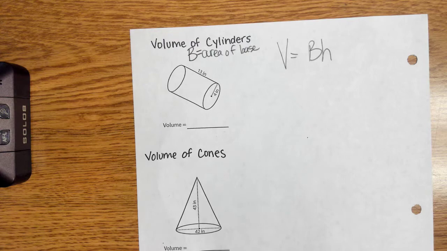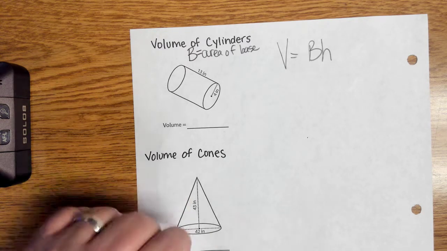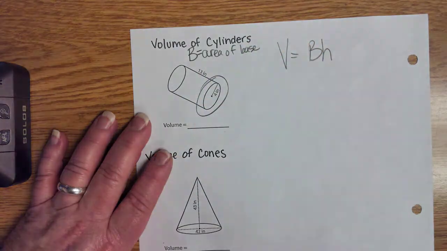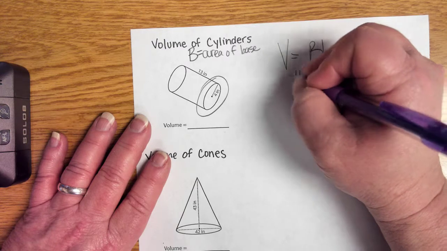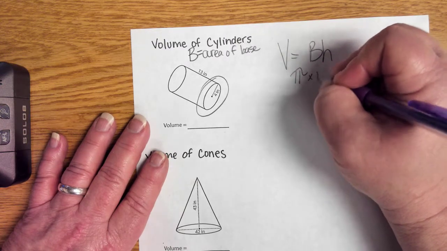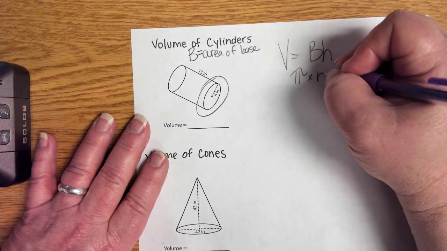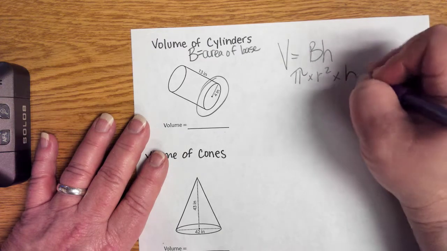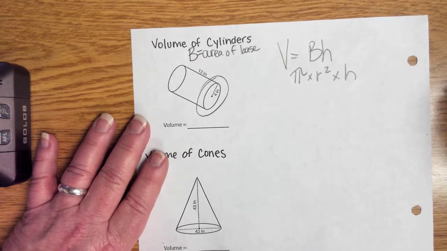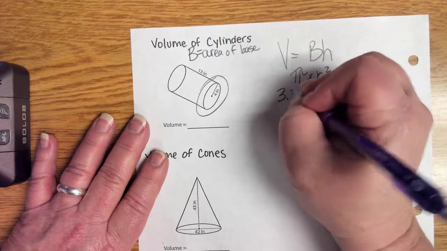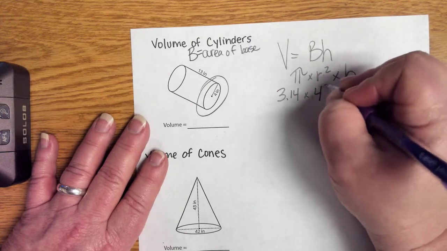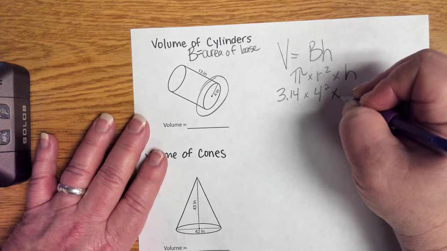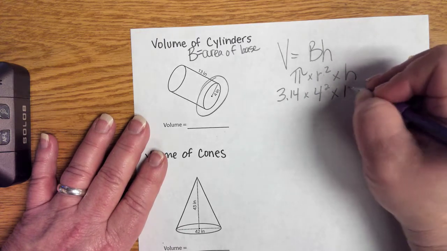Now, cylinders and cones, we're going to be lucky. Guess what it is? It's a circle, isn't it? Okay, so big B is going to be the area of a circle. So we've got pi times radius, what? Squared times the height of the cylinder. Okay? So 3.14 times what's radius? 4 squared times what's height? 13.